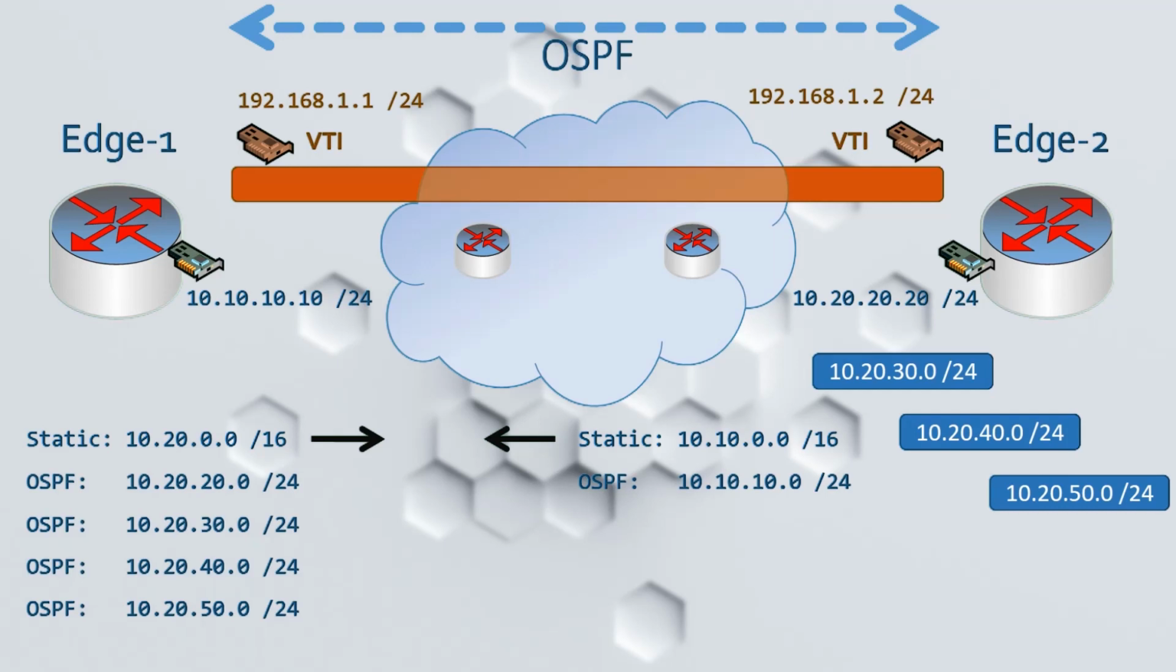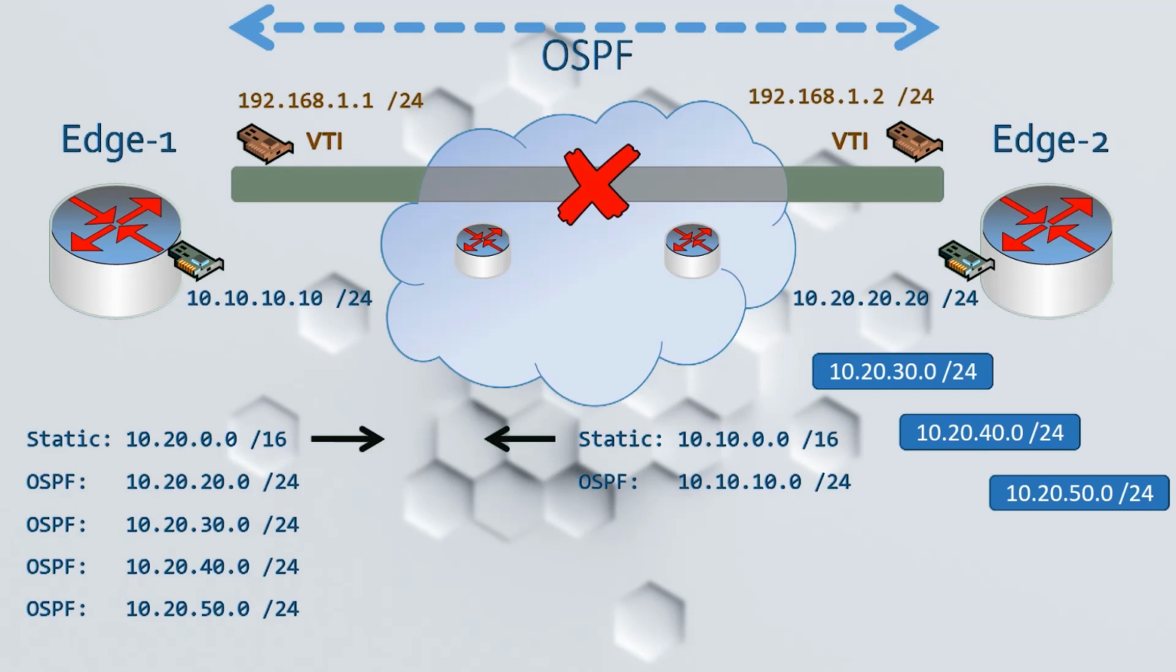Firstly, remember that GRE traffic is encapsulated and sent across the underlay. Edge 1 has now received a route to 10.20.20.0 over the tunnel. This is a /24 network, which is a longer match than the /16 static route. Now, edge 1 will try to route GRE encapsulated traffic across the tunnel, not the underlay. This cannot possibly work. Now that tunnel traffic cannot reach the edge 2 router, the tunnel goes down.